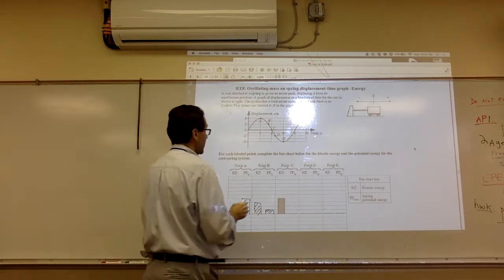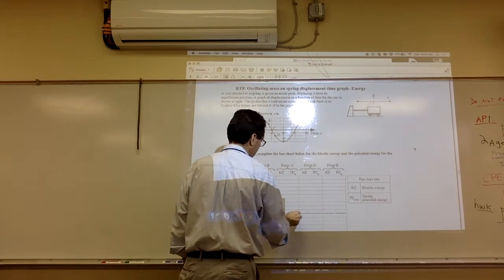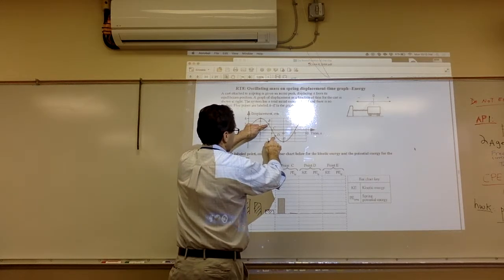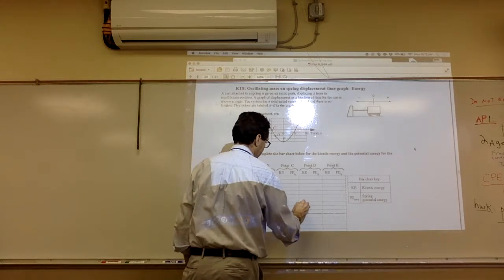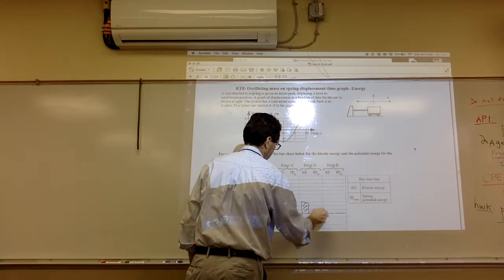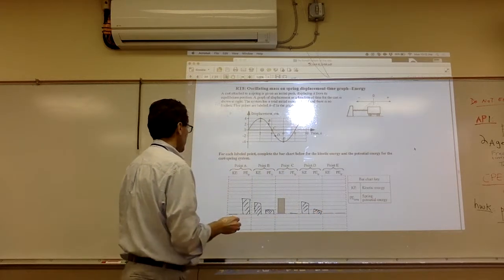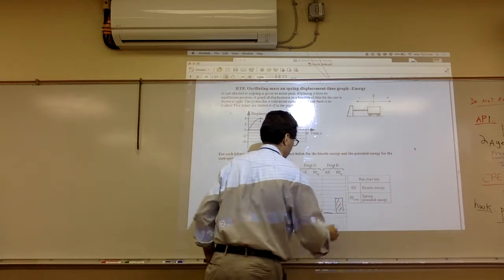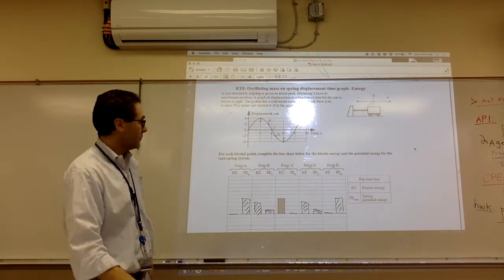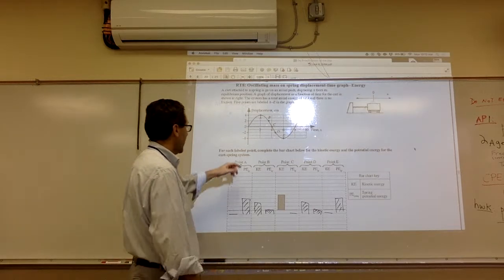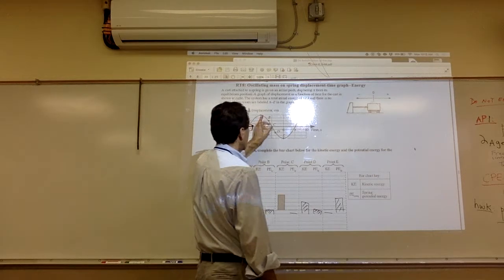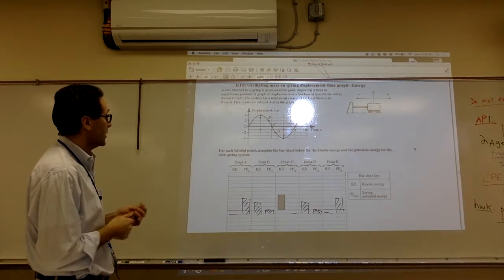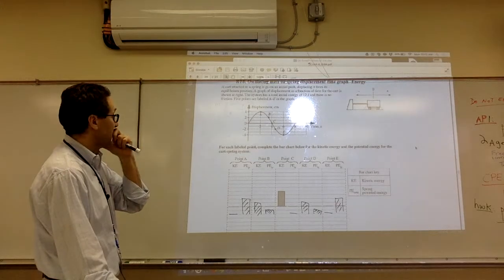And here at point C, there is no stretch, which means you have no potential energy. Point D and point B are symmetrical, right? So it should look the same. And point E should be exactly the same as point A. Okay. So just keep in mind that when you're halfway to the maximum displacement, a quarter of your total energy is potential, and the other 3/4 is kinetic.